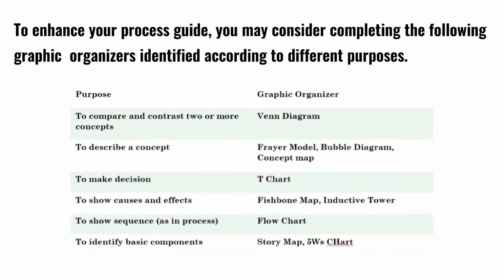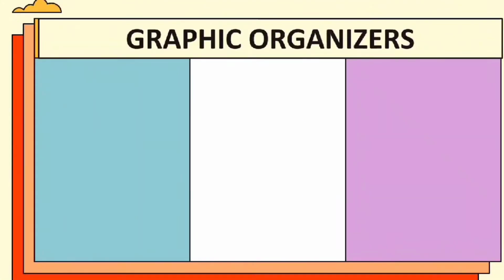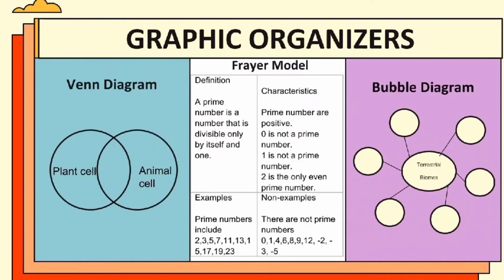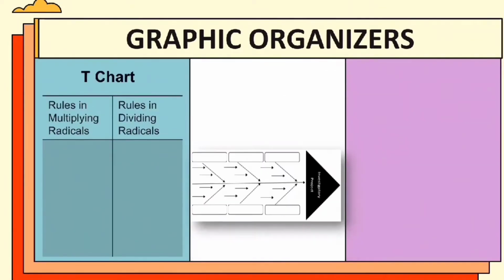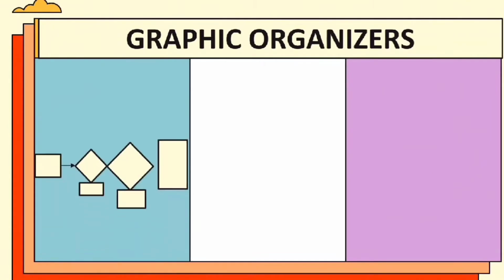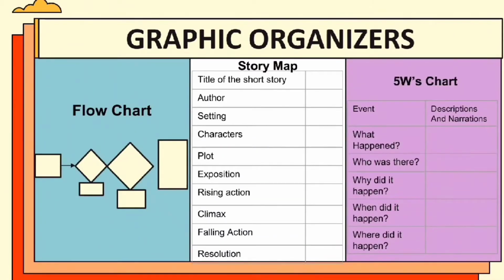To enhance your process guide, you may consider completing the following graphic organizers according to Venn diagram, Fryer model, bubble diagram, T-chart, fishing map, inductive tower, flow chart, story map, 5Ws chart.